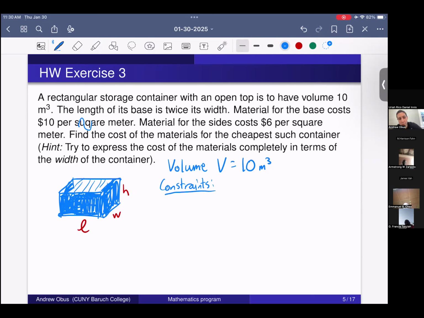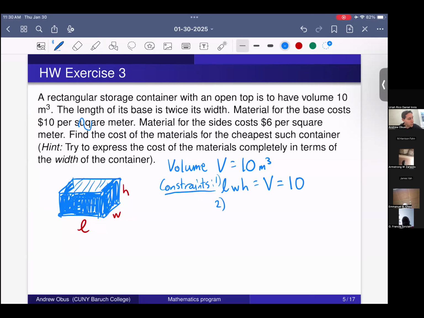Well, first we have an equation for the volume, right? We know that the length times the width times the height has to give us 10. Great. So this is constraint number 1.